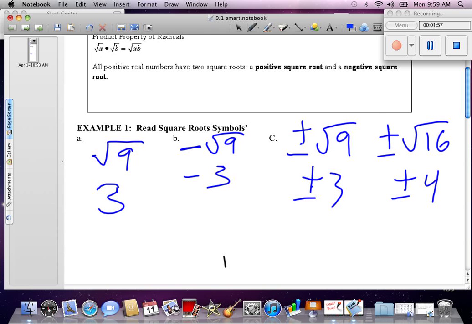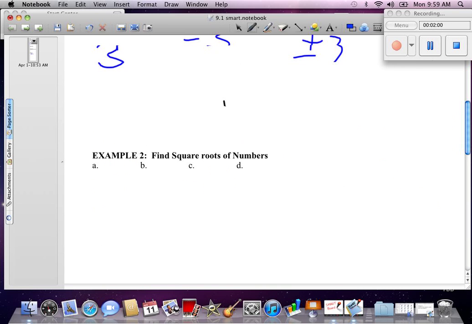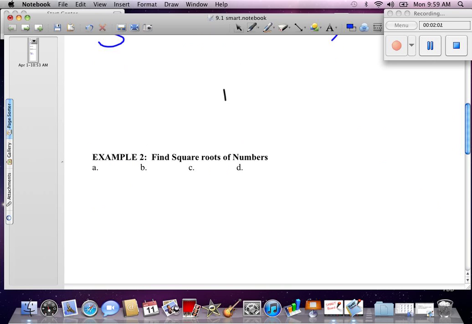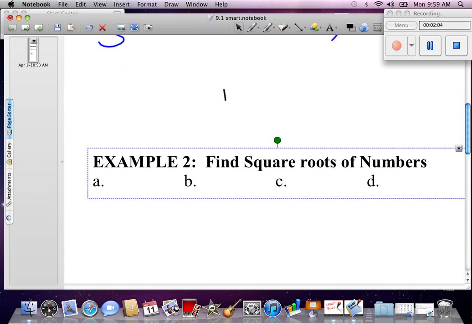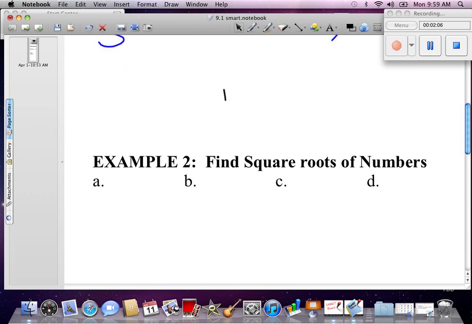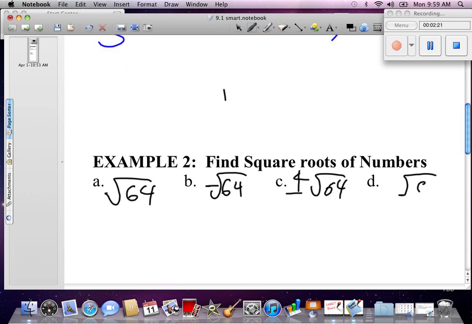Negative 4 times a negative 4 is a positive 16. All right. Let's look real quick at example 2. I want you guys to try these on your own. We've got the square root of 64, negative square root of 64, plus or minus the square root of 64, and the square root of 0. So you should be trying these right now on your own. Get your pen or pencil. Try these on your own.